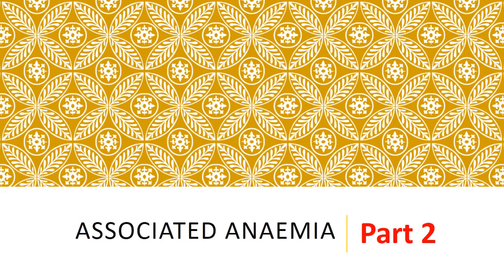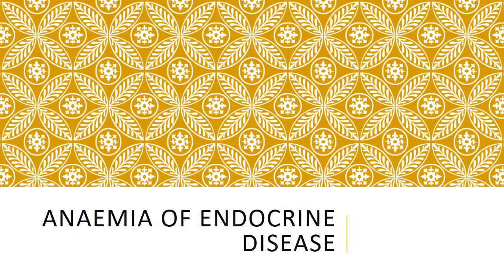Hello everyone, we'll begin with the second part of associated anemia. This first one is called anemia of endocrine diseases. In part 1 we have seen anemia of chronic disorders, anemia of renal disease and anemia of liver disease. So here it is anemia of endocrine disease. This is the third one under associated anemia.